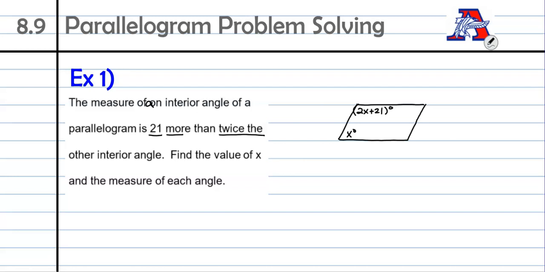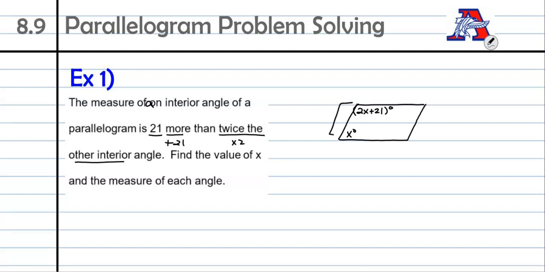So when I see 21 more, that to me is plus 21. And then when I see twice, that means times 2. But then, well, times 2 what? Well, it says the other interior angle. So times 2 the other one, which was x. So if you need any help with these, let me know. I don't know that I'm the absolute best at explaining this, and I'm willing to live with that, but let me know if you need any help.